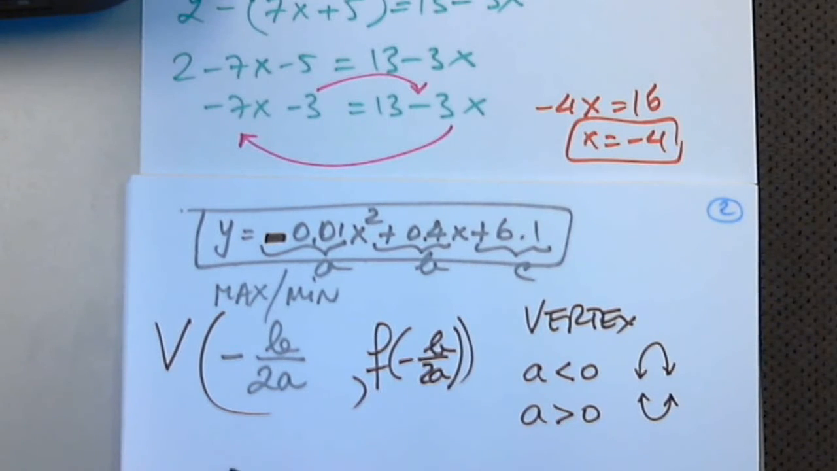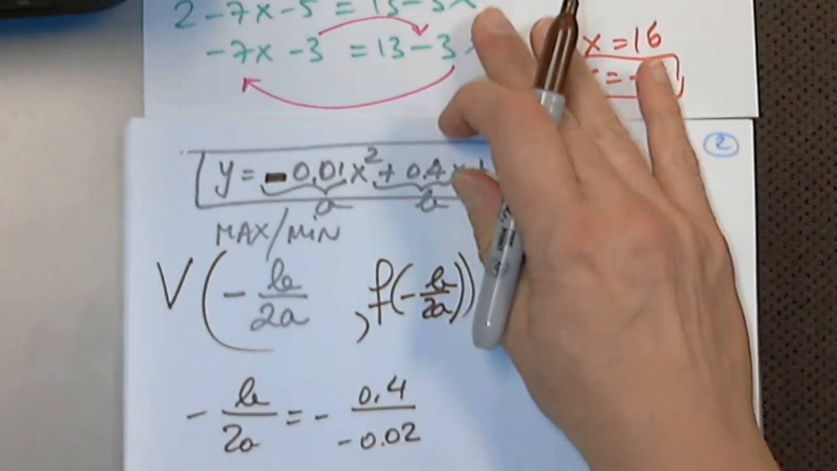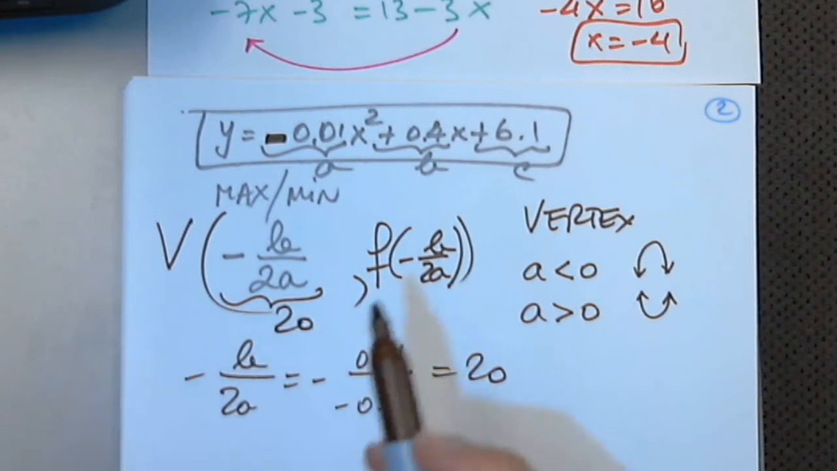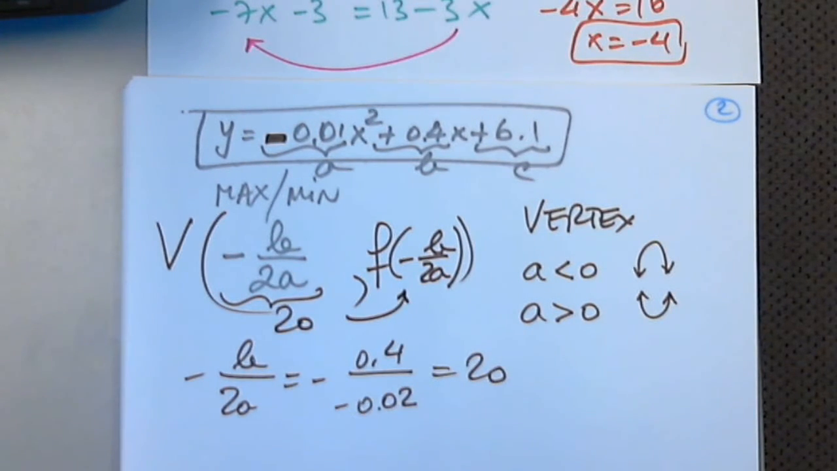So in order to find negative b over 2a, negative b is 0.4 and 2 times a is negative 0.02. When you divide these two numbers, I'm multiplying top and bottom by 100, so it will be 40 over 2. So that's 20. If this number is 20, in order to get the y-coordinate, I have to plug 20 into the function.